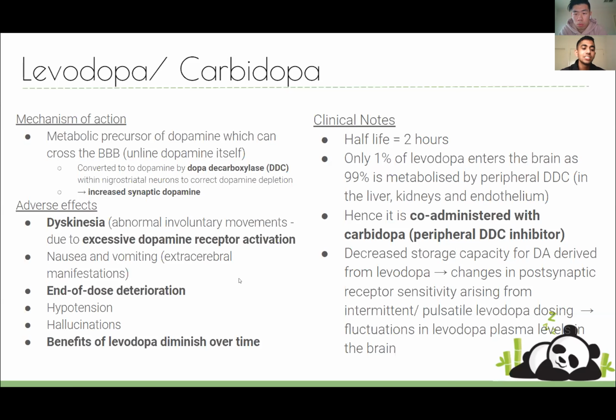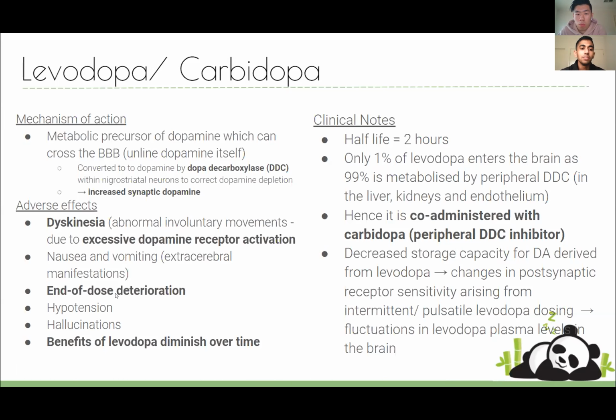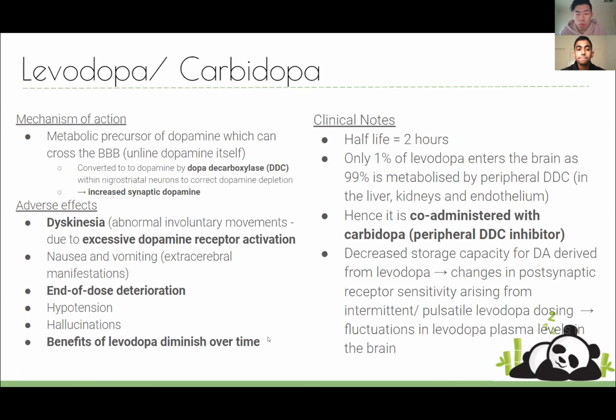Adverse effects: this is basically what's going to happen if you have too much levodopa. It's basically the opposite of Parkinson's, so you're going to get excessive movement. You're going to get nausea and vomiting, because you have dopamine receptors in your stomach, which are stimulated when you get nausea and vomiting. End of dose deterioration: once the effects of levodopa wear off towards the end of the dose, they're going to have their Parkinson's symptoms return. Hypertension, hallucinations, and you get a tolerance which builds up over time to levodopa.